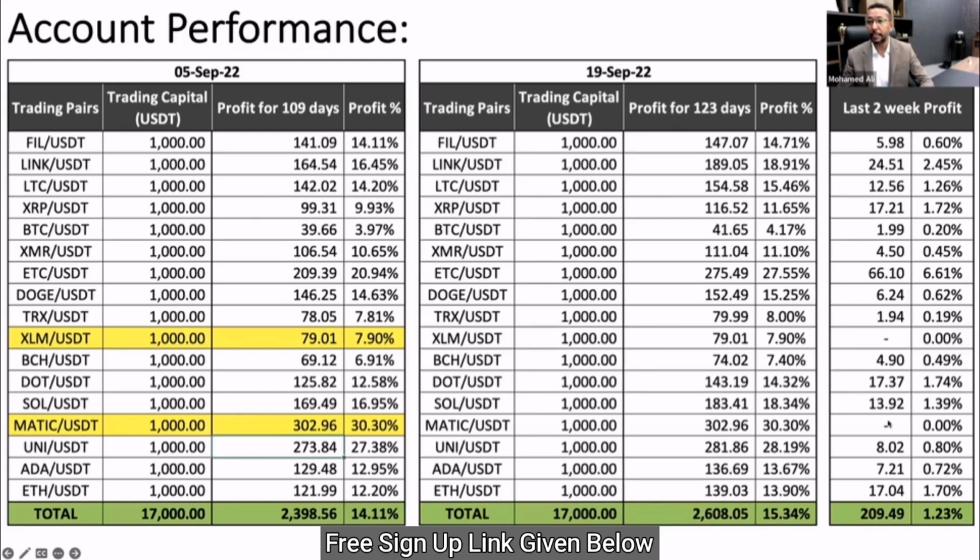Looking at the last 2 weeks, the performance is also fluctuating and is not the same. We have some coins that made as low as 0.62%, some made 2%, and ETC made as high as 6.61% in just 2 weeks. This coin, if you look at the chart, was fluctuating much more than the other coins, so it made more profit. The average profit of the last 2 weeks of all the coins together is 1.23% out of the 17,000.